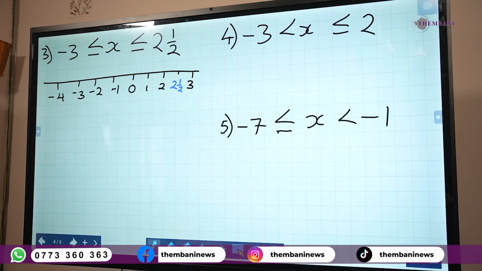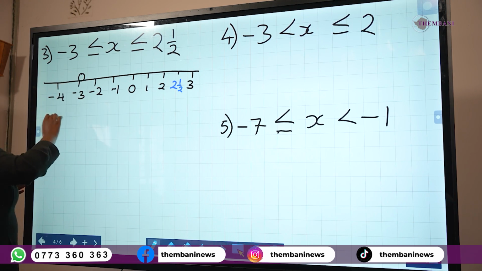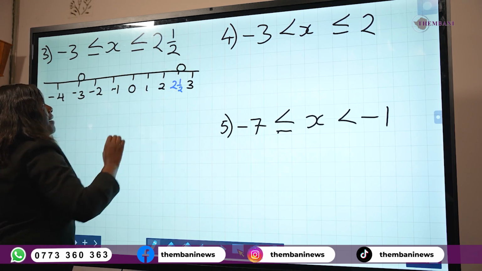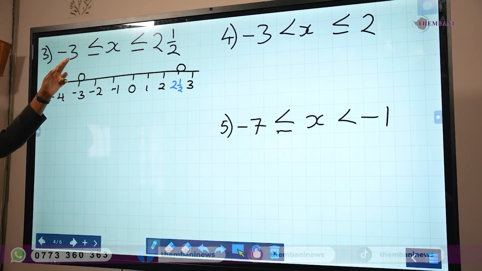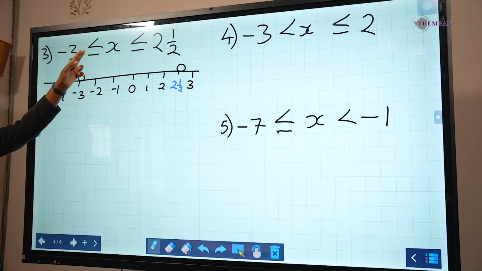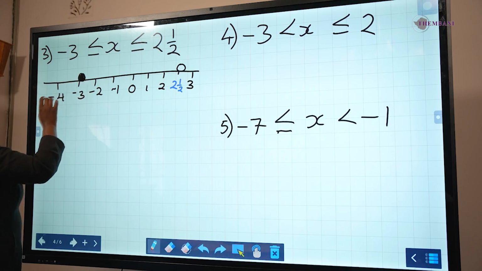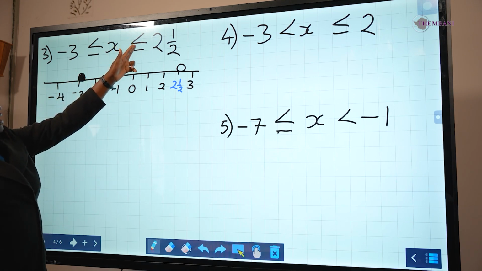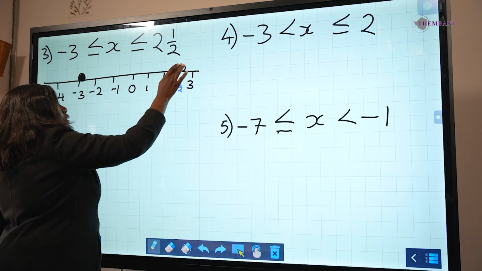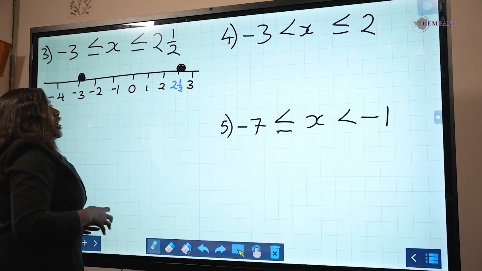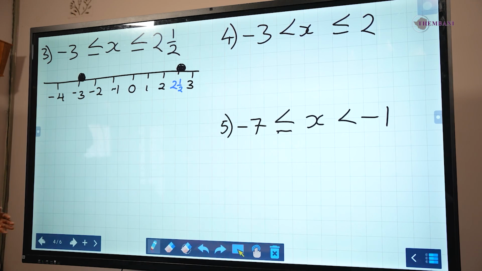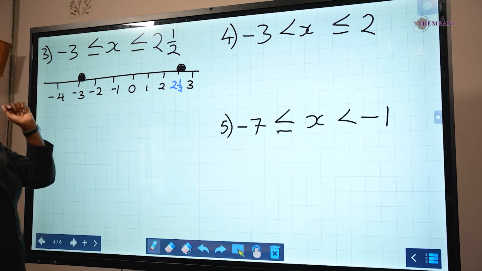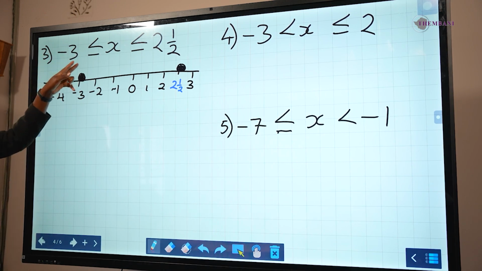So from there, my focus point is -3 and positive 2.5. So on -3, I'm going to put my small circle. On 2.5, I'm again going to put my small circle. Notice here I have an equal to, less than or equal to, which means I'm shading my circle. Here also I have x is less than or equal to, so I'm going to shade my circle. After shading these small circles, now I'm going to focus on my inequality up to this end. Reading it, it's saying -3 is less than or equal to x.